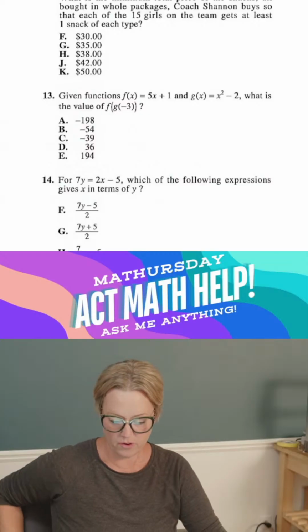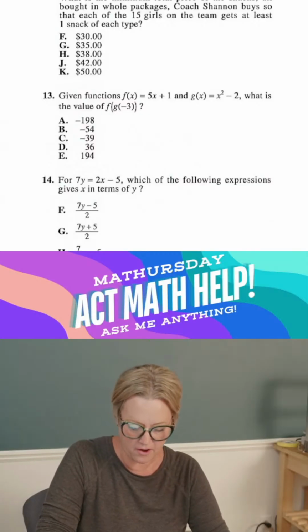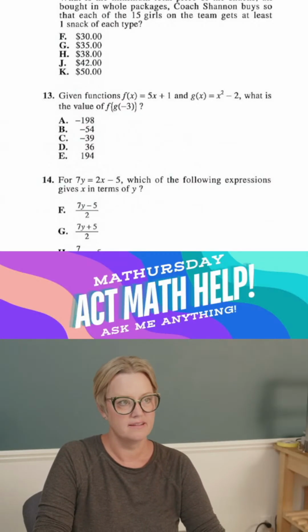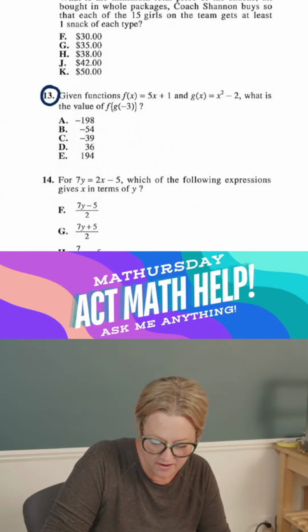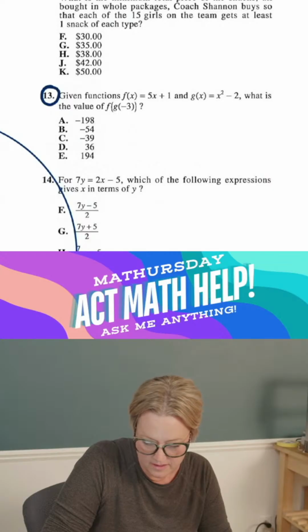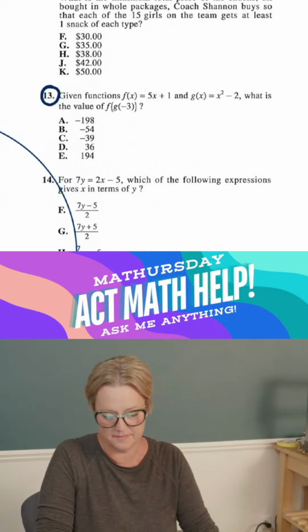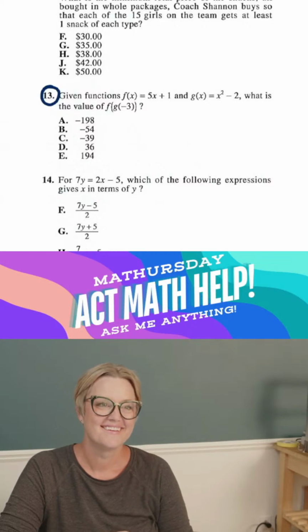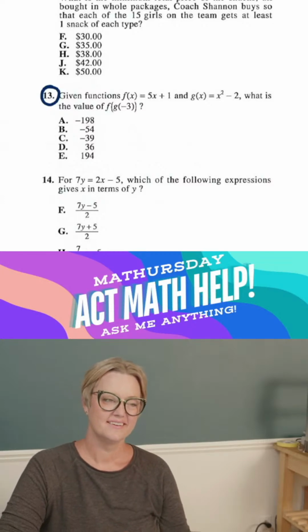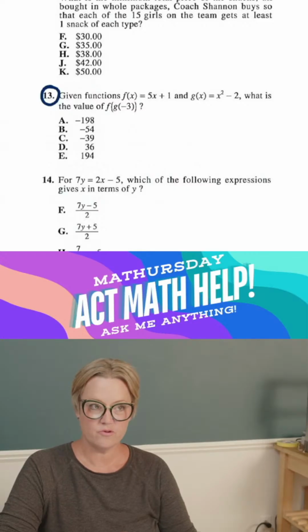Check it out. We're going to start with question 13. So we're taking a look at question 13 here. Need to narrow that down a bit. So go ahead and read through question 13.